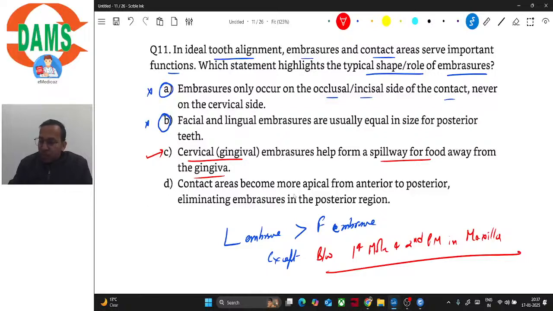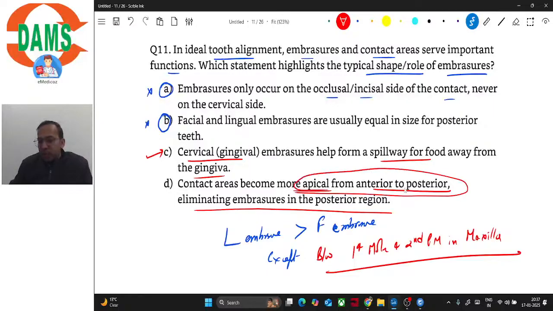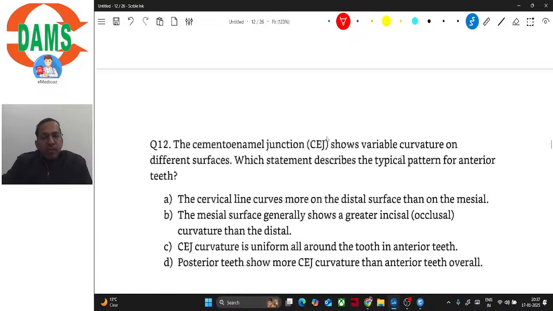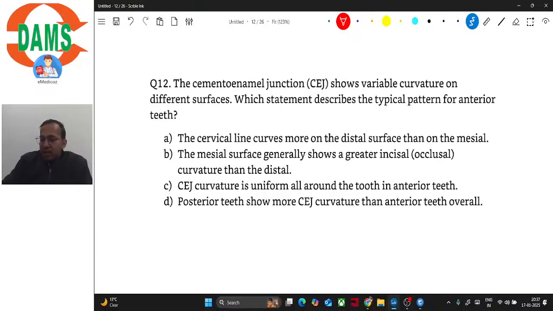The contact areas become more apical from anterior to posterior, eliminating embrasures in the posterior region. So the first part is correct, right? The contact areas become more apical from anterior to posterior. So this part is correct, but they do not eliminate the embrasures in the posterior region. The gingival embrasure becomes gradually smaller as we move from the anterior to the posteriors, but it is not eliminated, right? So option D is also incorrect because gingival embrasure is found on all the teeth. So, what is the next question?